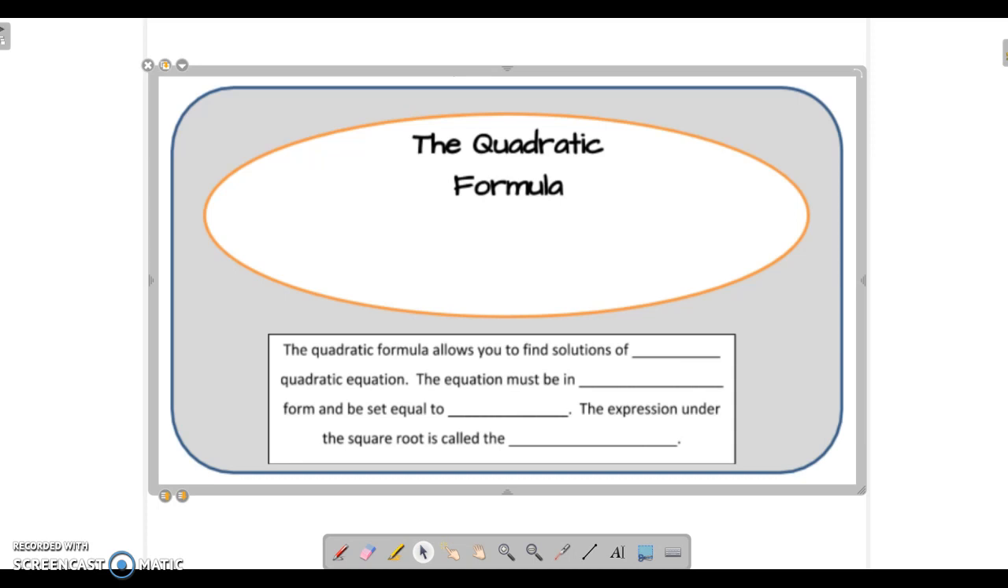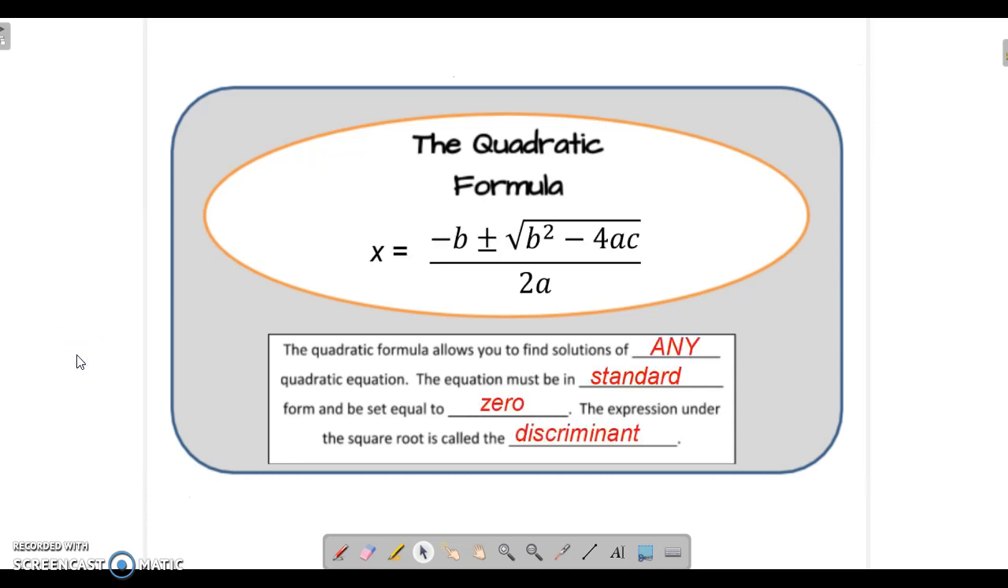So what is the quadratic formula? X equals negative b plus or minus the square root of the quantity b squared minus 4ac, all of that divided by 2a. So take a second, make sure you carefully copy that down.